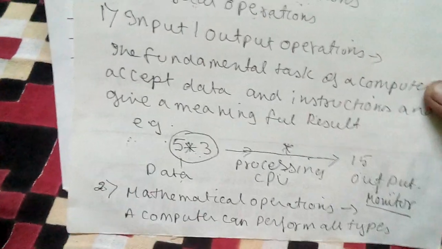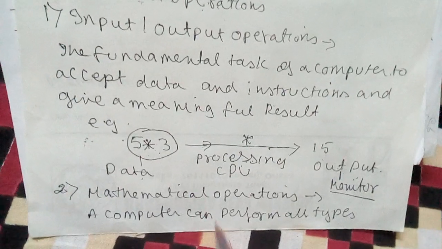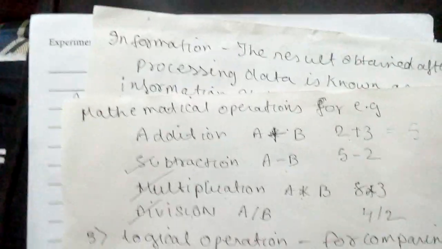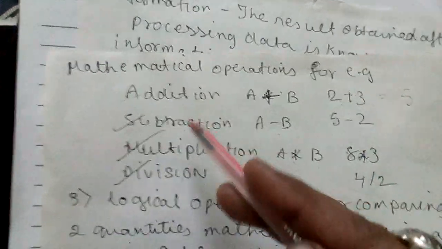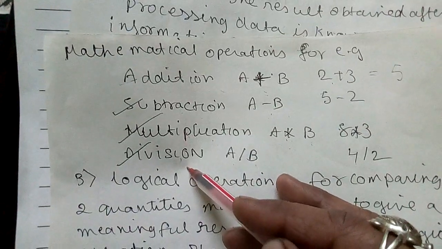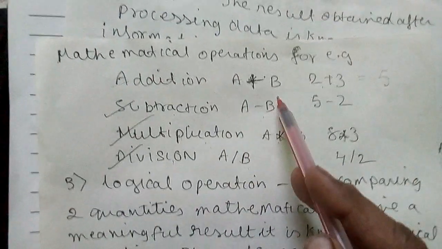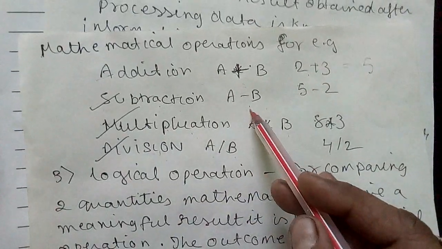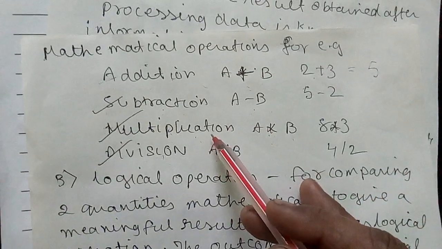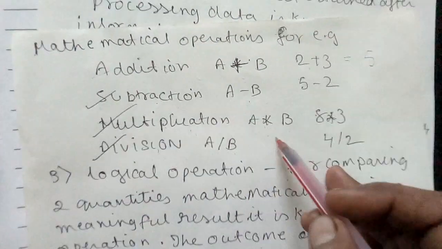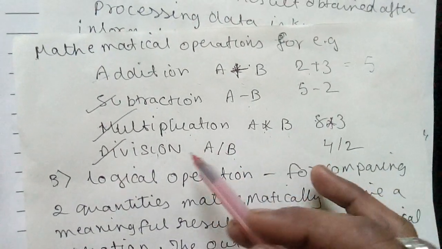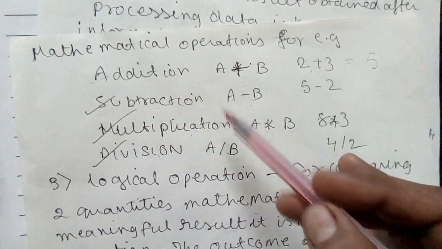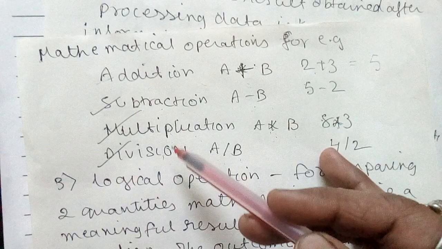Next, we talk about mathematical operations. A computer can perform all types of mathematical operations. For example, it can perform addition, subtraction, multiplication and division. It can add two numbers, for example a plus b. It can find the difference of two numbers, a minus b. It can also multiply two numbers, find the product, and it can divide two numbers. So a computer can perform all the mathematical operations like addition, subtraction, multiplication and division.